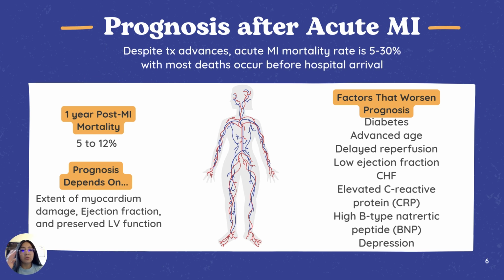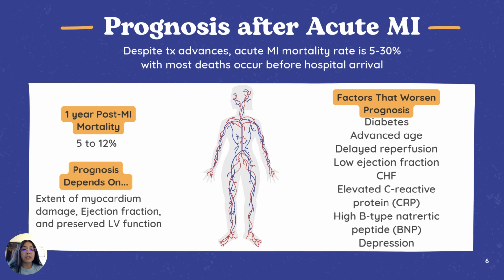Okay, so prognosis after an acute myocardial infarction. Despite all these advances in treatment and in medicine, after an acute MI, the mortality rate is between 5 and 30%. And then most deaths occur before hospital arrival, so before they're getting any treatment. And that prognosis depends on the extent of how much that heart muscle was damaged due to the blockage and the deprivation of oxygen. It also depends on the ejection fraction, so how much blood is getting pumped out of that left ventricle, and then how much function that left ventricle has altogether.